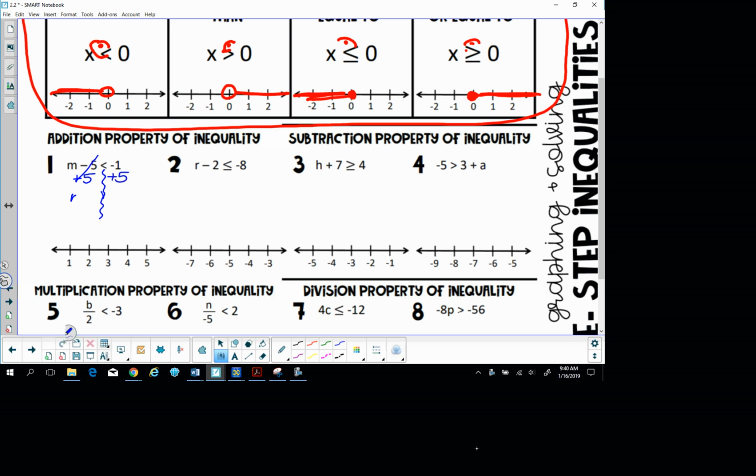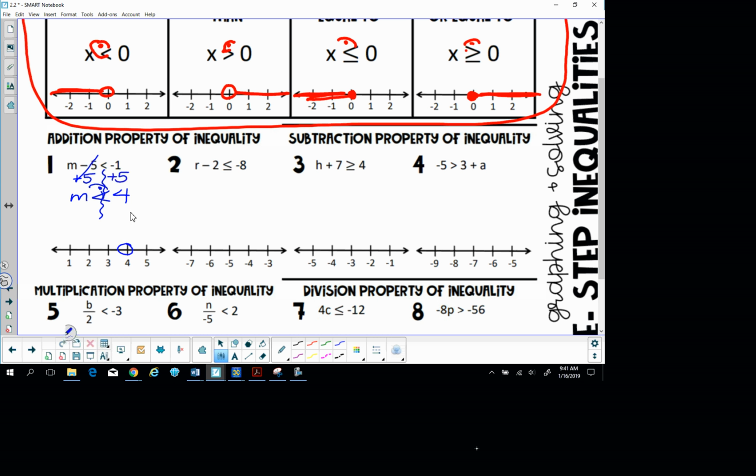And when I do that, I end up getting m is less than 4. And I know it's less than because when I'm looking at m, it's facing away from it. It's flexed towards it. So m is less than 4. So now I'm going to graph it down here, and it would be an open circle because there's no line underneath it on 4.